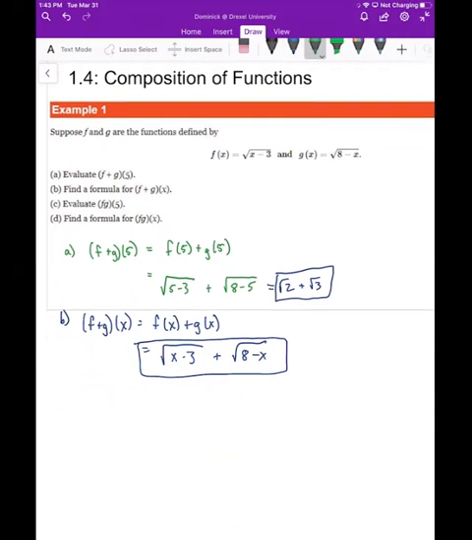Okay, now in part C, we want to do f times g of 5, and this just means I need to find f of 5 times g of 5. Well, we already found each of these earlier. We found that f of 5 was square root of 2, and g of 5 was square root of 3. Now again, we haven't talked about how to simplify this, but if you have two square roots being multiplied together, you can combine them and multiply their insides together. So this would just be a square root of 6.